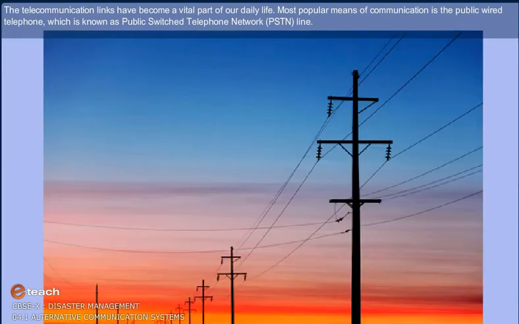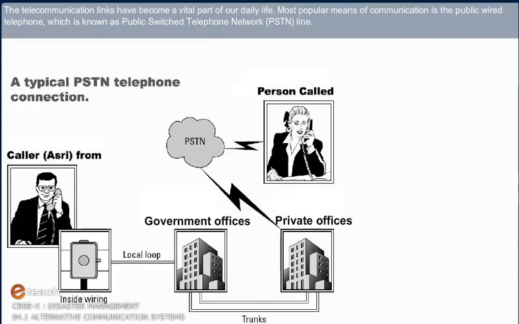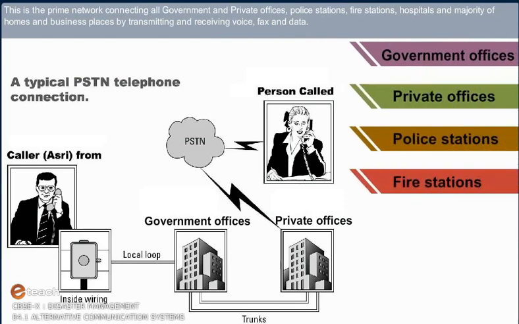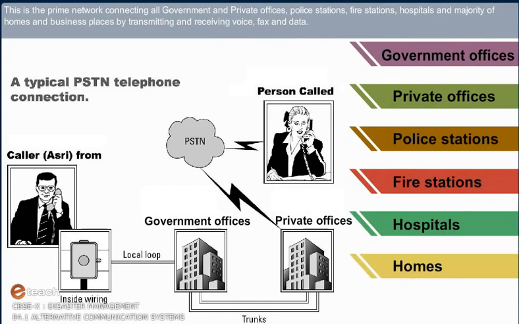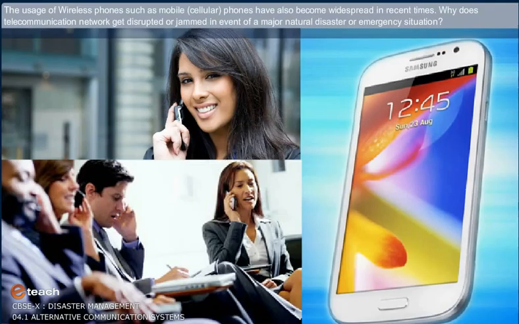Most popular means of communication is the public wired telephone, which is known as Public Switch Telephone Network, that is PSTN line. This is the prime network connecting all government and private offices, police stations, fire stations, hospitals, and majority of homes and business places by transmitting and receiving voice, fax, and data. The usage of wireless phones such as mobile, that is cellular phones, have also become widespread in recent times.